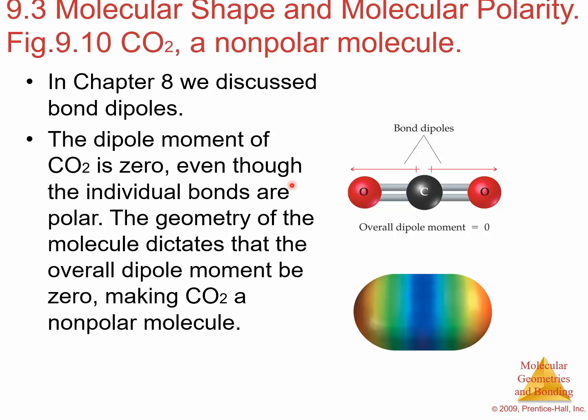For each bond in the molecule, we consider the bond dipole, which is the dipole moment due only to the two atoms in that bond. Consider, for example, the linear CO2 molecule here. The dipole moment of CO2 is 0, even though the individual bonds are polar. The geometry of the molecule dictates that the overall dipole moment be 0, making CO2 a non-polar molecule. And you can see here in this figure the CO2 is a non-polar molecule.